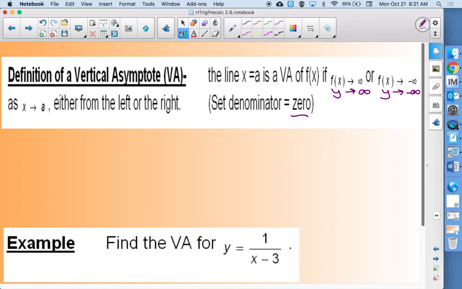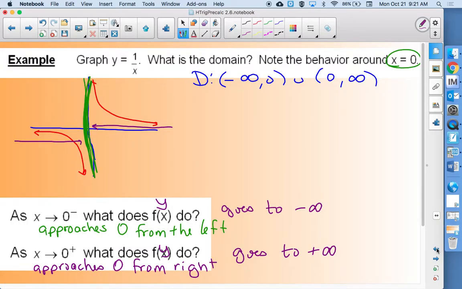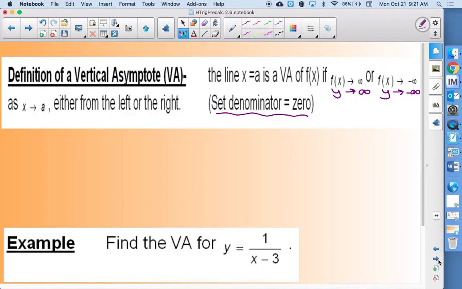The way we find it is by setting the denominator equal to 0. So for the domain, we say it can't be these numbers because that's where our actual asymptote is. So we have an asymptote here at the value of x equals 0. It can't be that number because it doesn't exist, and that's what an asymptote really tells us. It's a place in the graph that does not exist.